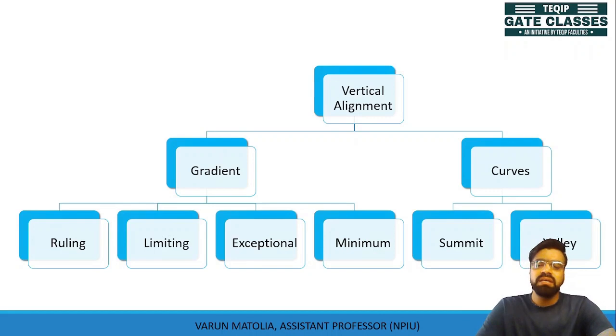Vertical alignment consists of these two things. One is gradient, another one is curve. Let's start our discussion with the gradient. We have already heard about this term gradient while studying the camber. We said the minimum gradient should be equal to twice the camber. And while studying about the gradient, we said that gradient is the longitudinal slope.